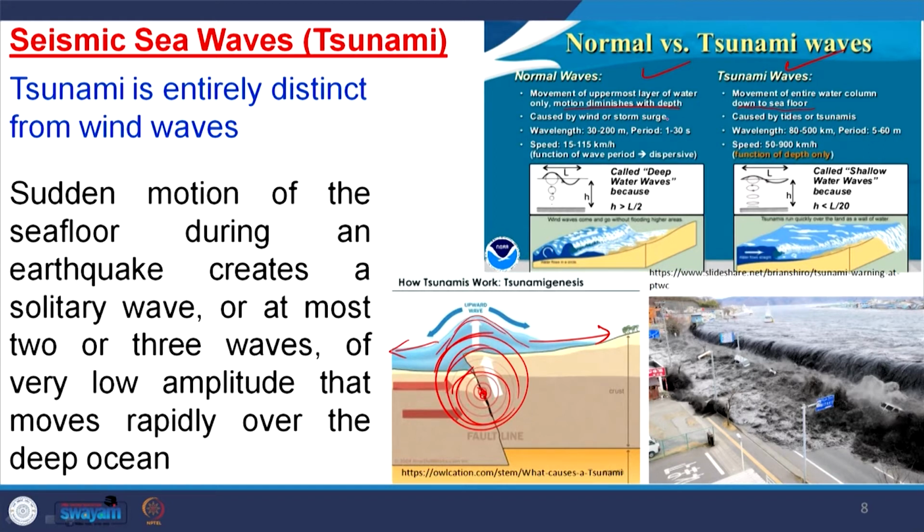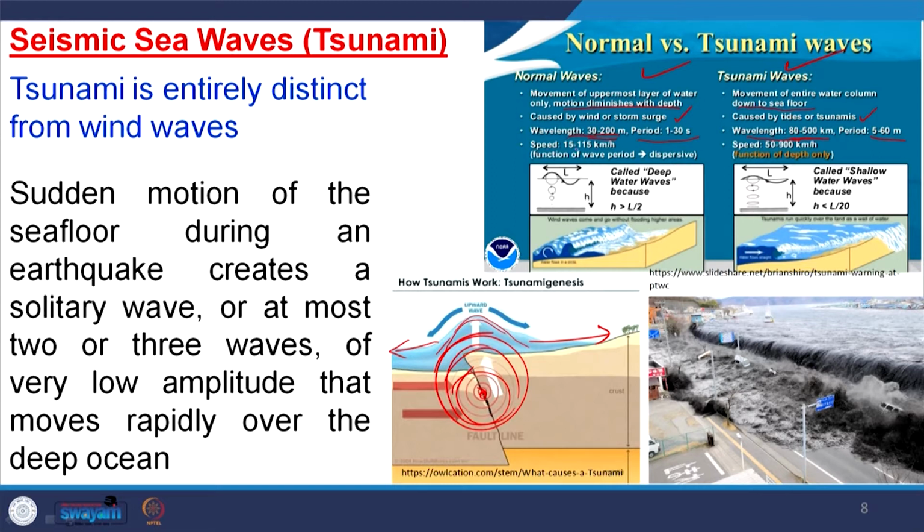Caused by wind or storm surge, by tides, tsunamis or earthquakes, submarine earthquakes. For wind waves, the wavelength is 30 to 200 meters and the period is 1 to 30 seconds. If you compare the tsunami waves, the wavelength is 80 to 500 kilometers, and the period is 5 to 60 minutes.